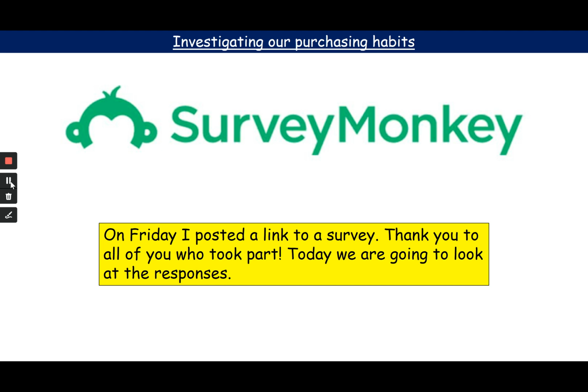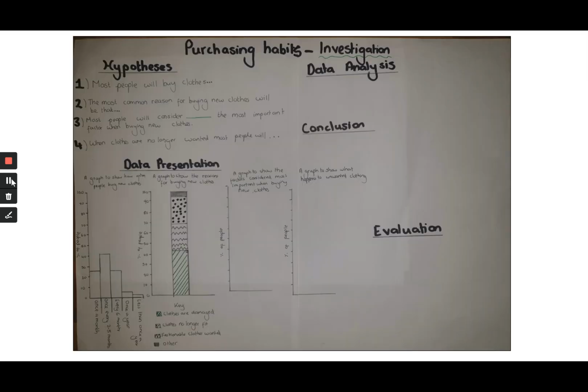But regardless, we're going to have a look at some of the questions that I asked and what the responses were. So again, just another hint to go and have a look at the help sheet here. We're going to split today's lesson into our hypotheses, our predictions, that is, the presentation of our data, analysis, our conclusion, and our evaluation. So either split your piece of paper into these sections or your book.